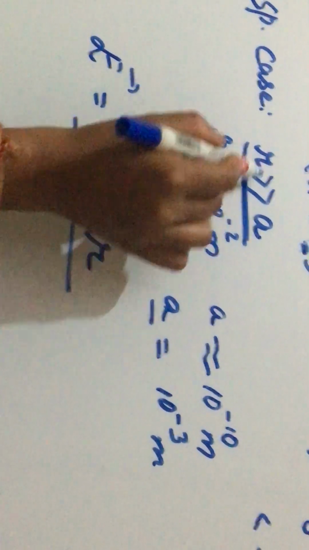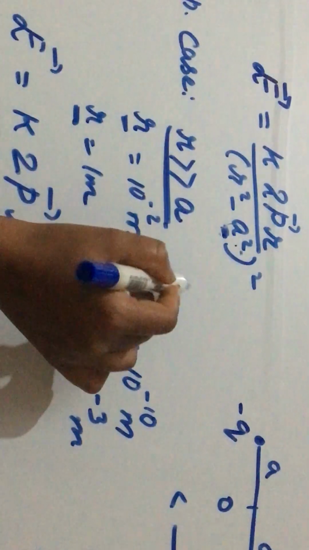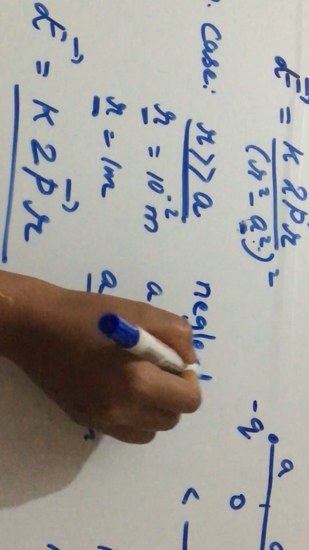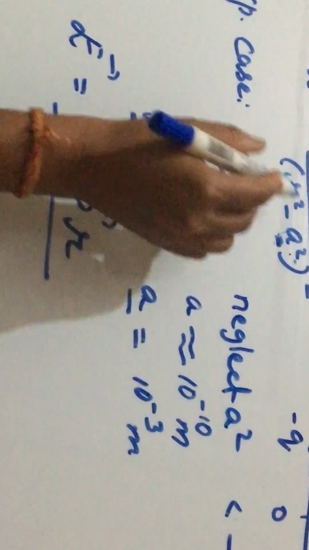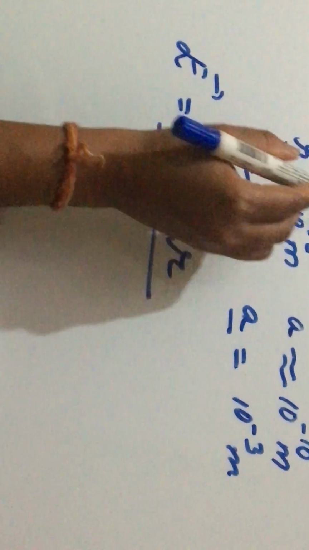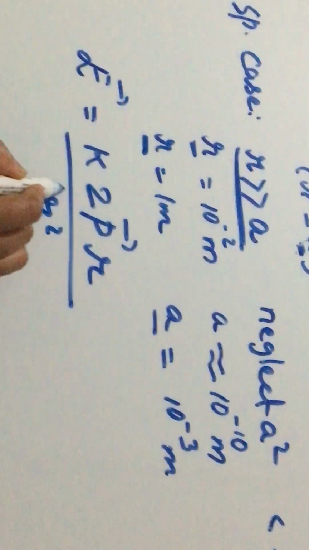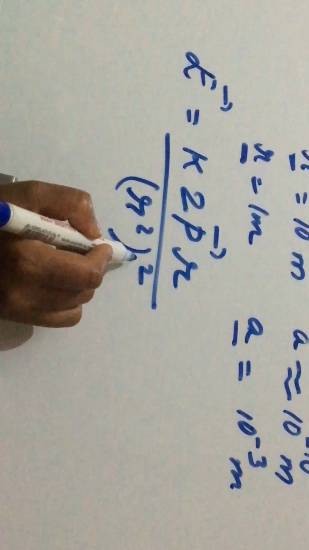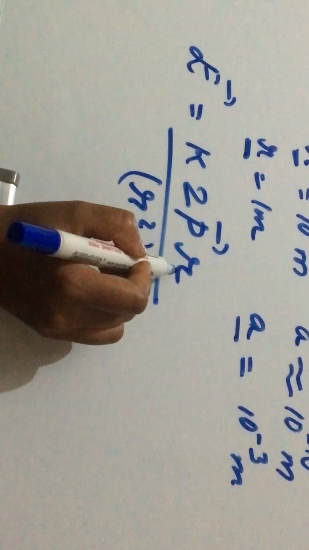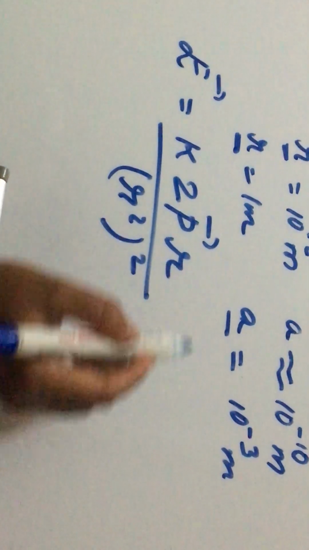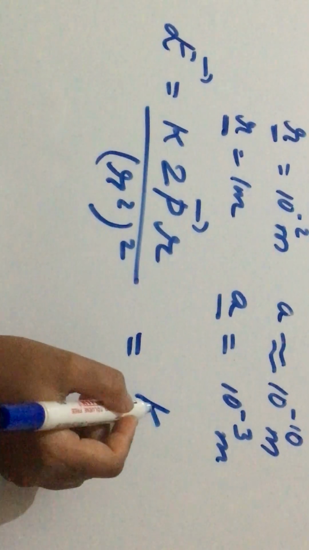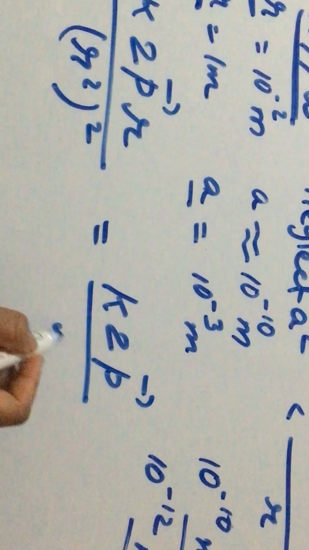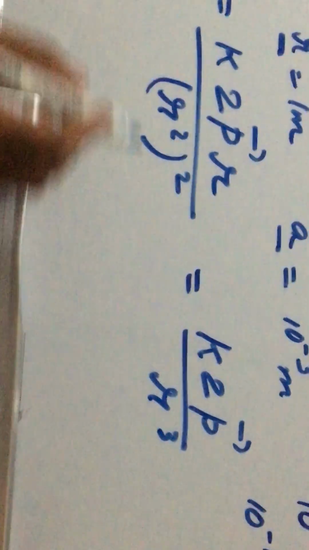So if this is the case, we can neglect a square terms, right? If we neglect a square terms, then it will be r square, then this will be r to the power 4, and this r to the power 4 with 1 r will cancel out. So what it will be is 2p by r cube. I think we understand it.